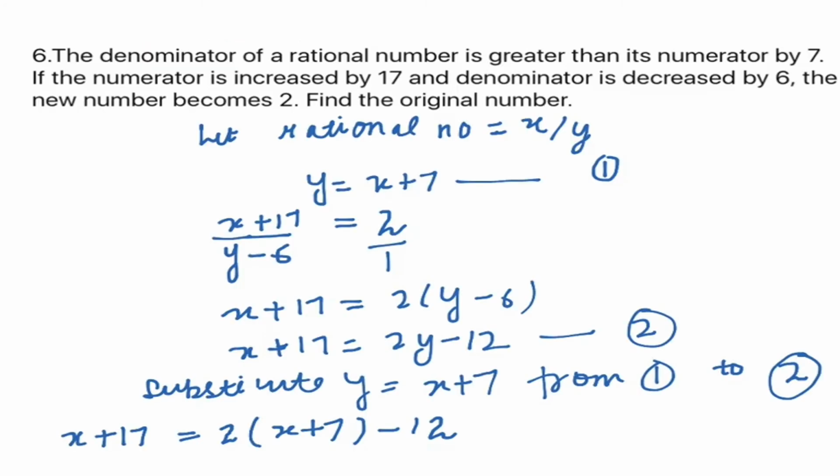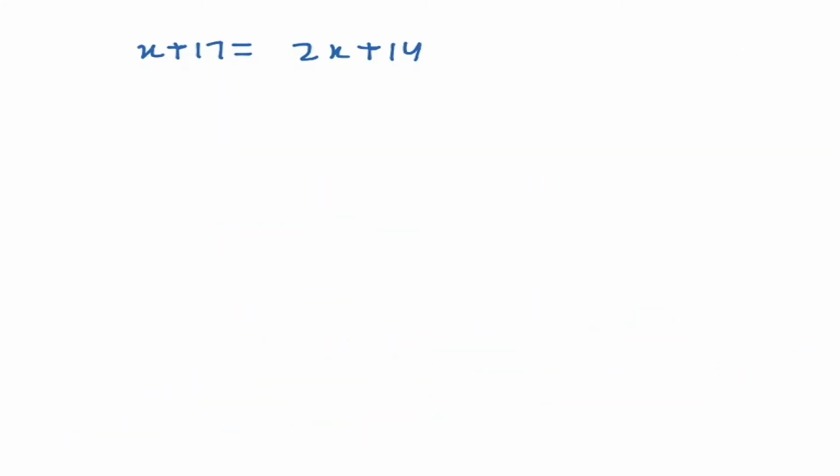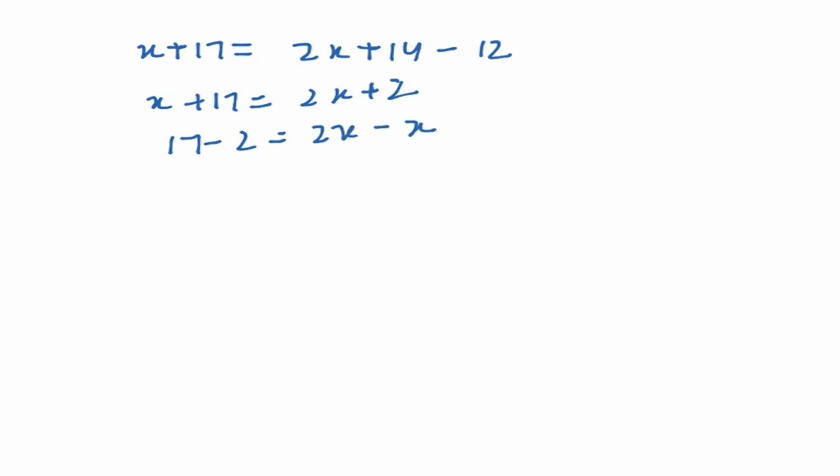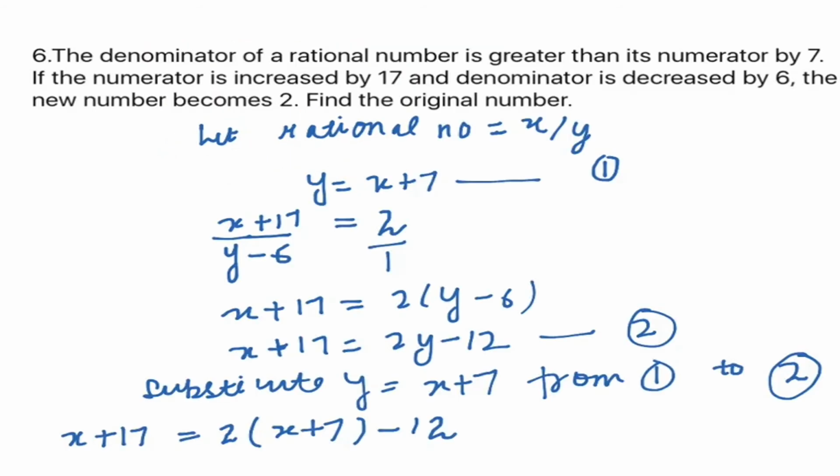Next we have minus 12. So we will get x plus 17 is equal to 2x plus 2. Now we will transpose the value. So we will transpose x to the right hand side and 2 to the left hand side. 17 minus 2 is equal to 2x minus x. So it means x is equal to 15. We get the value of x as 15.